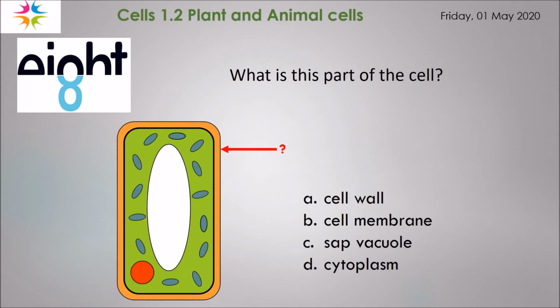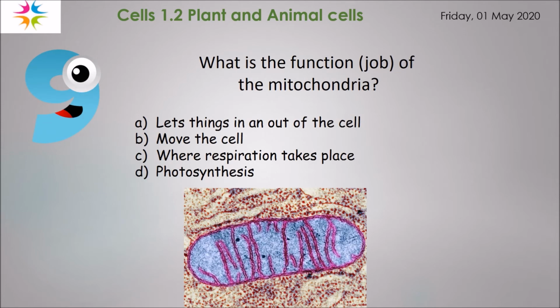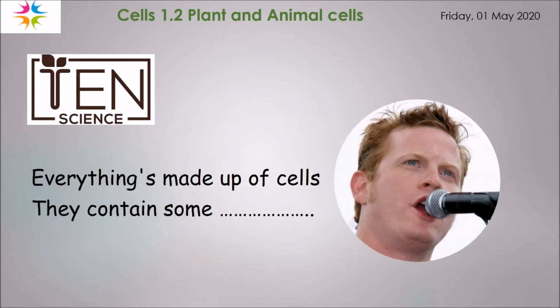Question 8. What's this part of the cell? Is it the cell wall, the cell membrane, the sap vacuole, or cytoplasm? What's the function of the mitochondria? It lets things in and out of the cell, or it moves the cell, or it's where respiration takes place, or where photosynthesis takes place. Question 10. This is a little song. Everything's made up of cells. They contain some... I'll give you a second to think about that.